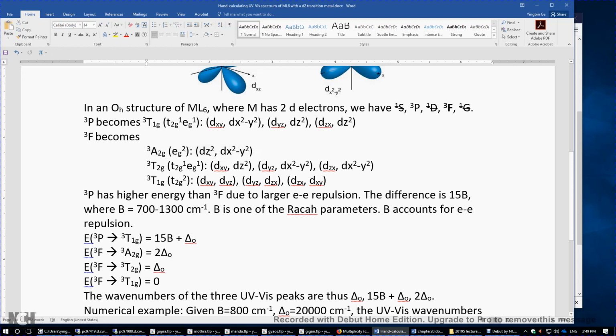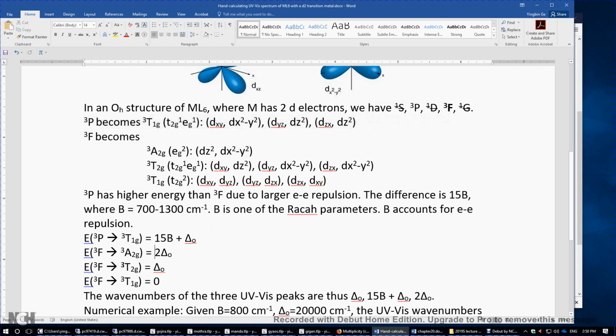Again, this is because this dz squared and dx squared minus y squared are perpendicular to each other. They do not share the same plane. Therefore, the electron repulsion between these 2 orbitals is smaller than the 3P cases by 15B. Therefore, we don't have 15B here.